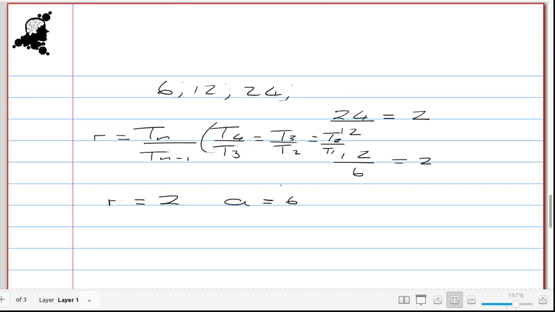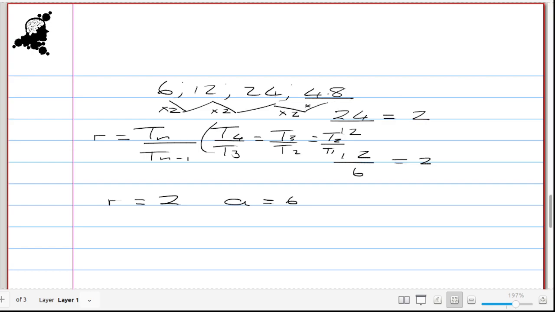But let's not get ahead of ourselves. Let's check what the question actually said. We need to determine the next 3 terms. So to get the next terms, let's just look at this. 6 multiplied by my common ratio gives me 12. 12 multiplied by my common ratio gives me 24. It means 24 multiplied by my common ratio is going to give me the next term, which is 48.